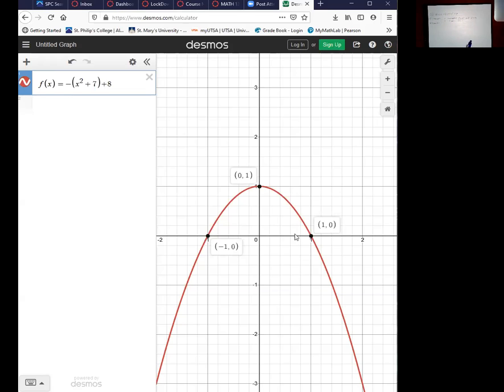Okay. The vertex is also 0, 1 technically. Although sometimes in the homework or in the test, they just want the x value. So x would be just 0. That's also correct. This is the point, so they could just ask for the value. It depends how they phrase it.